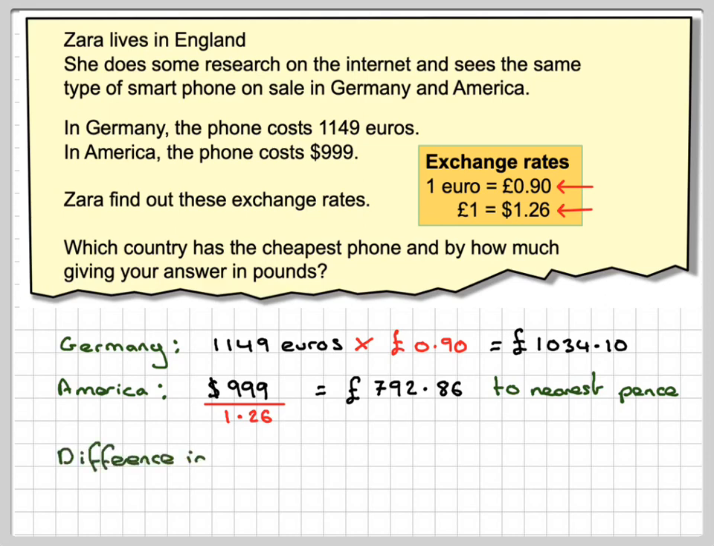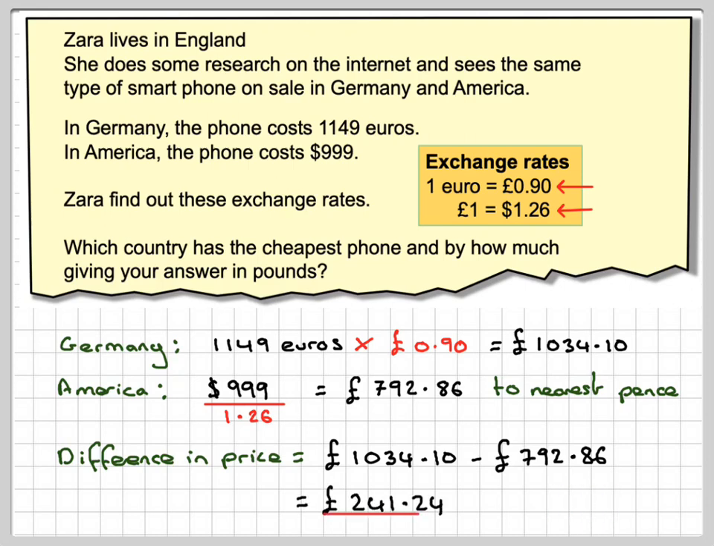And therefore the difference in price, which is quite a bit, is going to be £1,034.10 minus £792.86, which is a difference of £241.24.